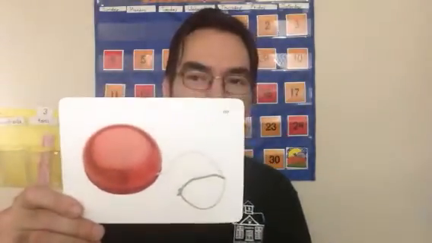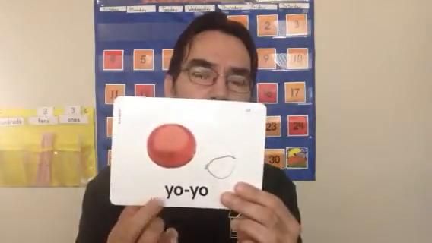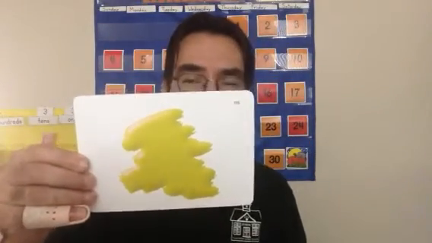So first, what do we have here? This is a yo-yo. And what's the first sound you hear in yo-yo? That's right. It's yeah. Very good. What about here? What do we have? What color is that? That is yellow. And what's the first sound you hear when you say yellow? Yeah. Good.